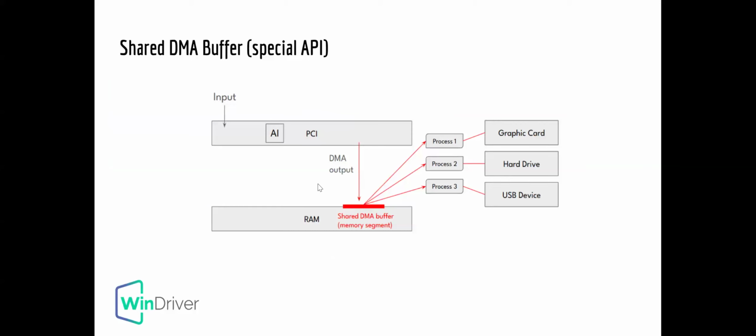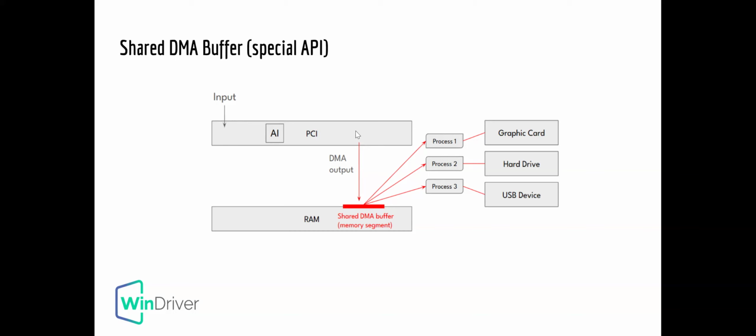A shared DMA buffer. I said I will talk about it. It's a special API. It is included in the free trial, but if you purchase a license, you will need to buy it additionally, with additional cost. I mean, in this scheme, we can see that there is an input. It's just a use case, but the concept is the same.